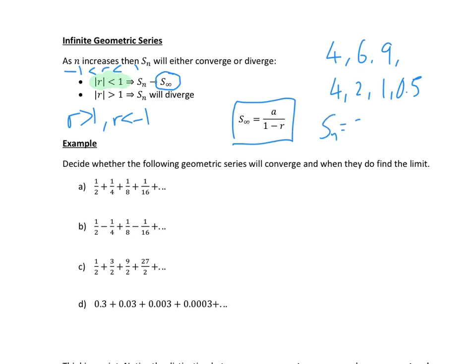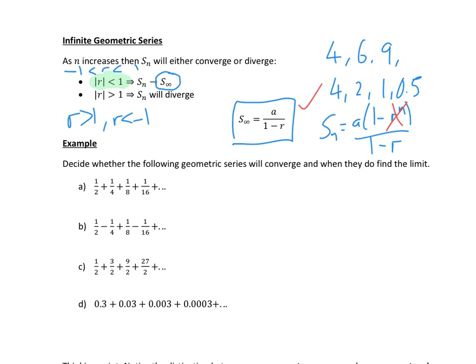Now, the reason for that, if you think back to the formula for Sn: if r is between minus 1 and 1, that means r is quite small. When I raise a small number to a big power, it gets very close to 0. So this r to the n essentially disappears, and I just get a times 1 over 1 minus r. So I get that formula here.